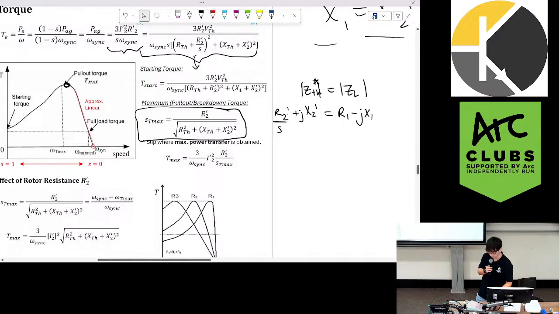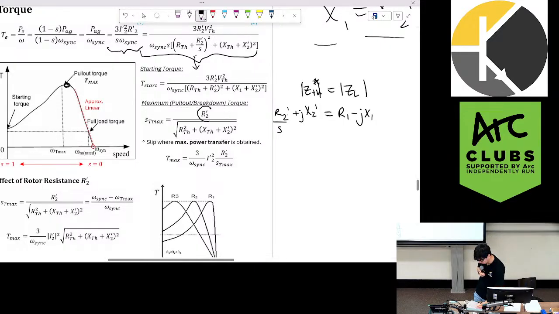An important note here is that the slip is very dependent on our resistance on our rotor. And this is where wound rotors come in handy, because with wound rotors you can change the resistance of the rotor, and thus you can change where your maximum torque happens.